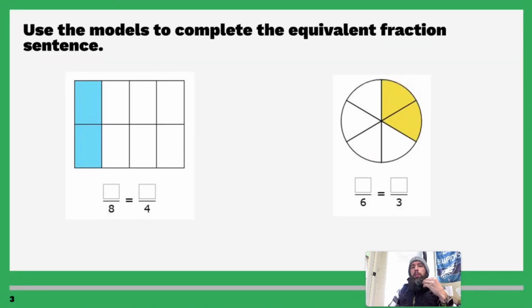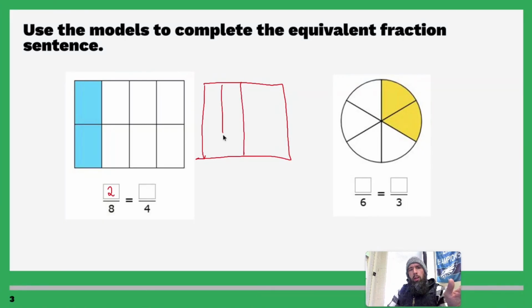Use the models to complete the equivalent fraction. Well, again, it looks like I have 1, 2, 3, 4, 5, 6, 7, 8 blocks here. 2 of them are filled in. That's 2 over 8. But if I only focus on just the columns part, I know it's not the same exact size, but you get the idea.